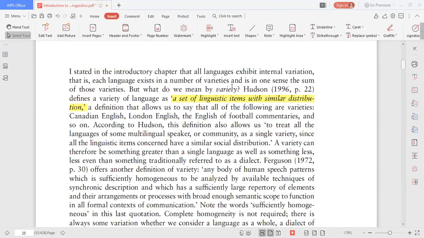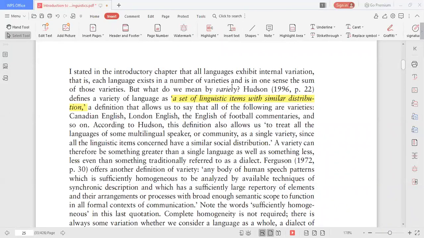Similarly, in Canada, all the Canadians speak the same English, and it sounds different from Australian English, British English, and American English. Almost all the people living in Canada speak the same language, and that is Canadian English. That's why Hudson says that this definition also allows us to treat all the languages of some multilingual speaker or community as a single variety, since all the linguistic items concerned have a similar social distribution. Social distribution means Canadian society will use the same English, so that is Canadian English. Got it now? Yes, sir. Clear? Okay, fantastic. Now that is variety.